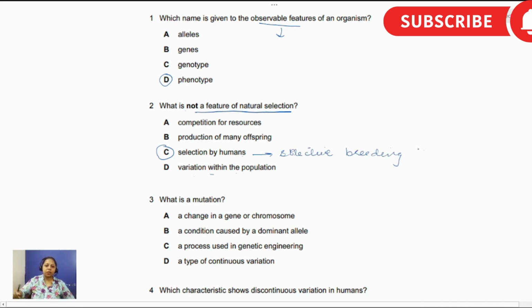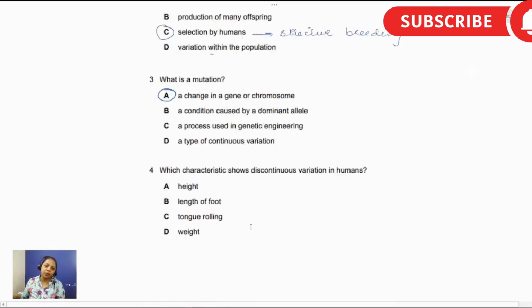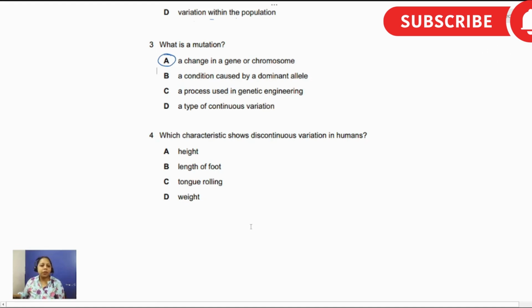What is mutation? A mutation is a change in a gene or a chromosome. A condition caused by dominant allele would be dominance. A process used in genetic engineering, no. A type of continuous variation, no. So what is continuous variation? First of all, tell me this. What is continuous variation? Tongue roll. How do we define continuous variation?